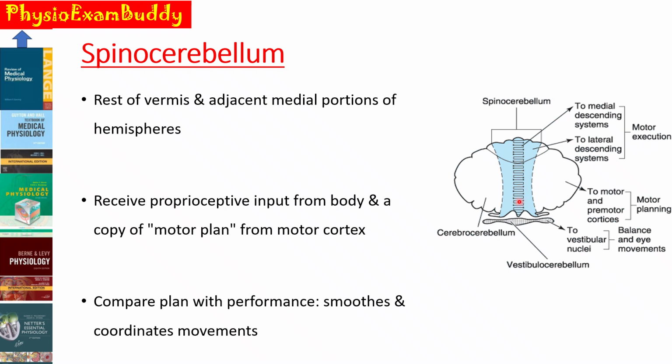Next portion, this blue shaded area, is the spinocerebellum, which includes the rest of the vermis as well as some adjacent medial portions of the cerebellar hemispheres. They receive the proprioceptive input from the body and a copy of the motor plan from the motor cortex. This portion of the spinocerebellum will then compare the plan of the body with the performance, which helps in the smoothening as well as coordination of the movements.